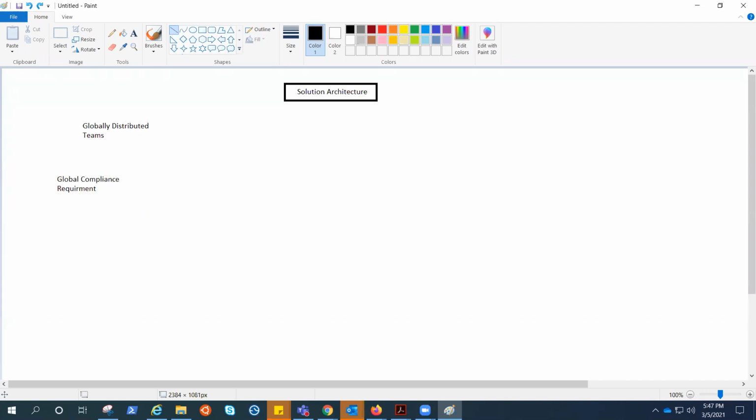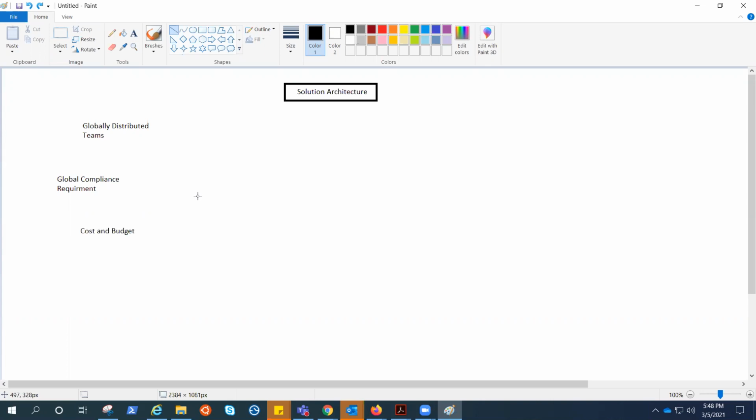Then we have global compliance requirement. As we have mentioned already, when we are deploying a solution globally, each country and region has its laws and compliance regime, which the solution needs to adhere to. For example, you must have heard of GDPR. There are different other compliances like PCI for the credit card, HIPAA for health insurance portability and accountability. So we need to take care of those things in mind before we start working on the architecture.